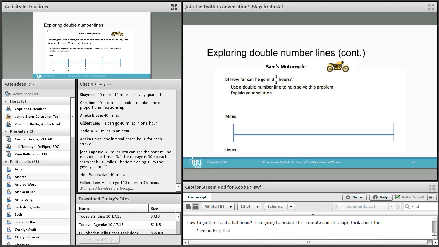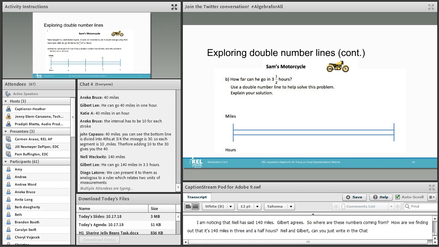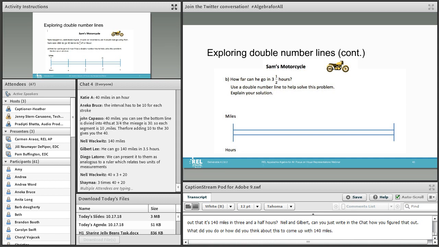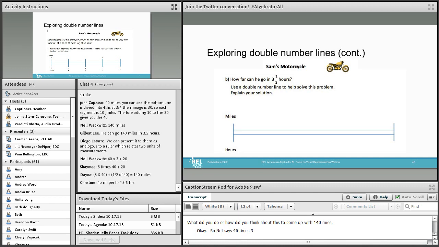I'm noticing that Nell has said 140 miles. Gilbert agrees. So where are these numbers coming from? How are we finding out that it's 140 miles in 3.5 hours? Nell and Gilbert, can you just write in the chat how you figured that out? How did you think about this to come up with 140 miles? Okay, so Nell says 40 times 3 plus 20.